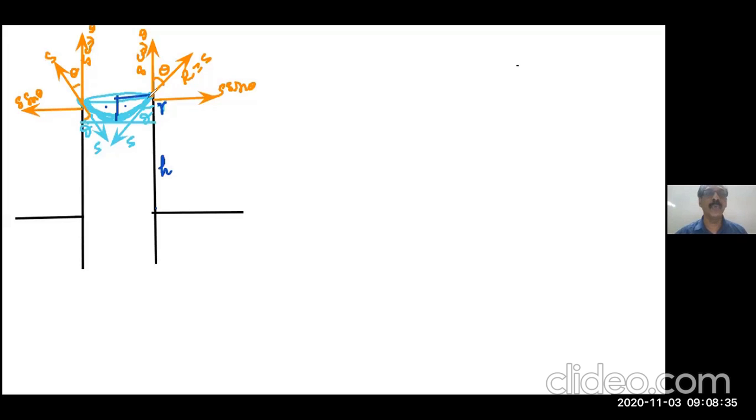This is only 2 points we can show on the diagram. Actually, it is in a circle. Around every point on the circle, these forces are acting. So S sine theta, diametrically opposite, will cancel. S cos theta will be added up. So the total force acting here is 2 pi r S cos theta.